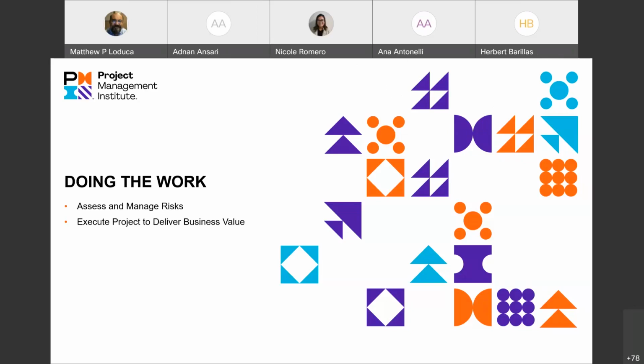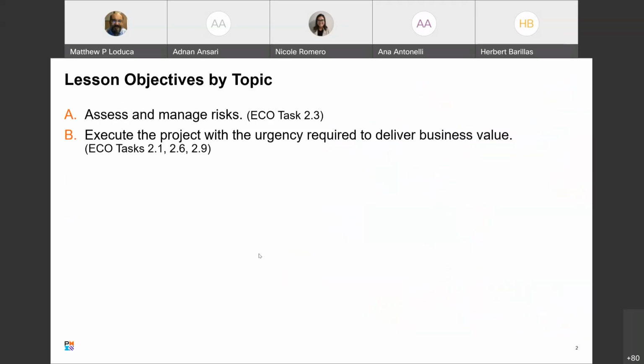Really great PMs, project managers, assessing and managing the risk is what separates them. Being able to handle all of that is what really makes you stand out. So it's a very important topic to cover, and we're going to jump right in here now. So, assess and manage risk and execute the project with urgency required to deliver business value. These are the topics we're going to cover today.